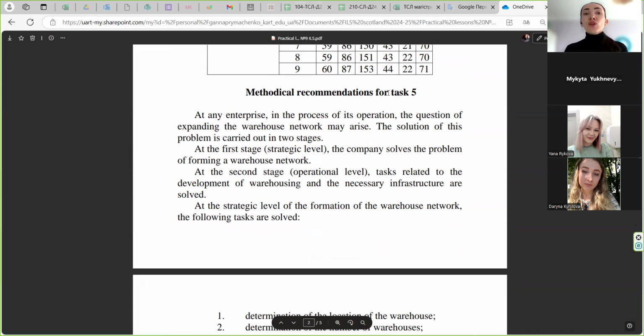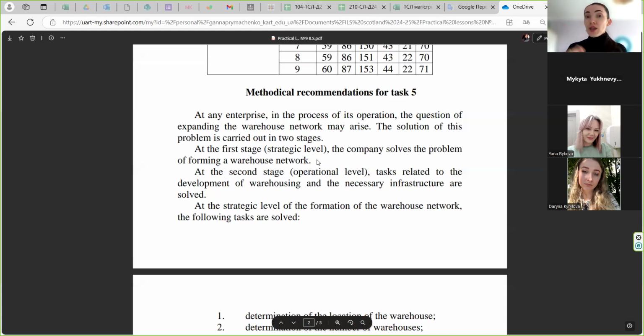At any enterprise, in the process of its operations, the question of expanding the warehouse network may arise. The solution of this problem is carried out in 2 stages. We also do it today. At the first stage, it is the strategic level. The company solves the problem of forming a warehouse network. It is very important, and it is the first strategic level.